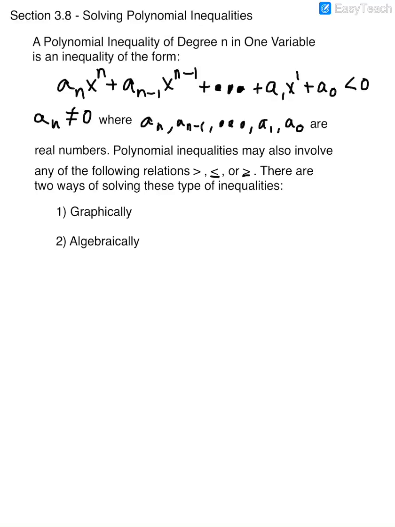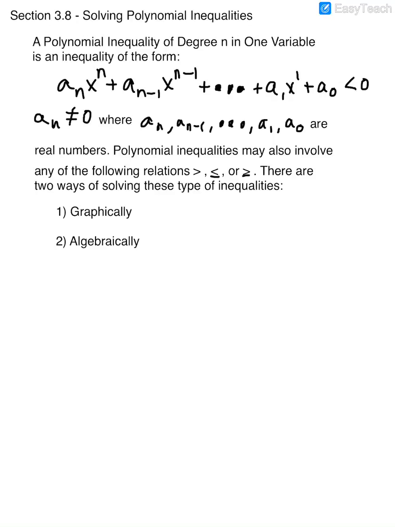Here, the definition of a polynomial inequality of degree n in one variable is of the form, just like it would be for polynomial equalities: a sub n times x to the nth power plus a sub n minus 1 times x to the n minus 1 power plus dot dot dot, all the way to plus a sub 1 times x to the first power plus a sub 0, which is less than 0. Remember, your leading coefficient is not equal to 0 here, and all your coefficients are real numbers.